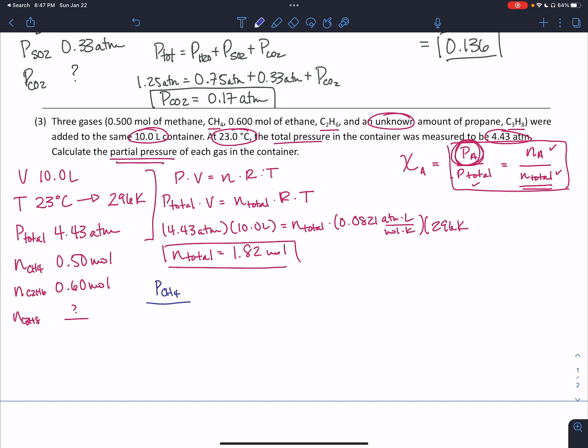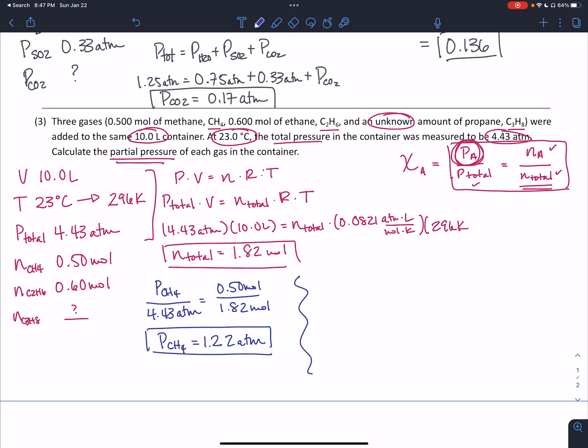I know the total pressure is 4.43 atmospheres. And according to the problem, I have 0.5 moles of CH4, and I just calculated I have 1.82 total moles within the container. So if I cross multiply, my partial pressure of methane within that container should be 1.22 atmospheres. So there's your partial pressure for methane.